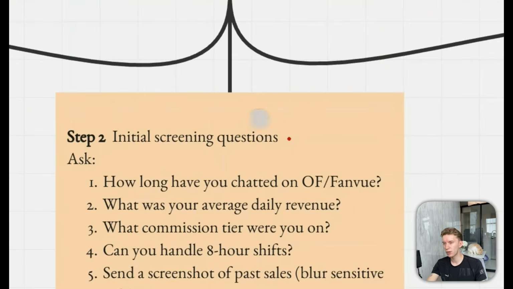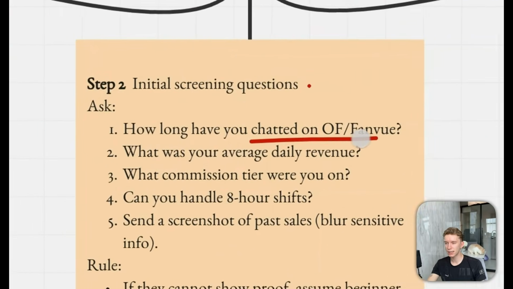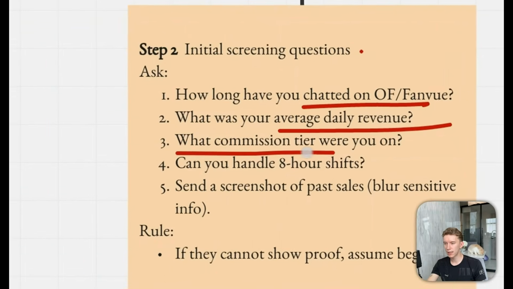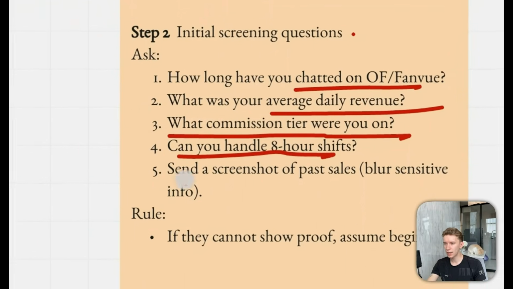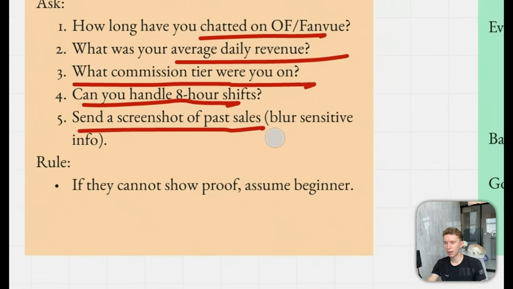These are important when you're on a call with them or typing to them before you hop on the call. So, you want to ask them, how long have they chatted on OF or FanView? What was their daily revenue? What was their commission that they were on? Can you handle 8-hour shifts every day? Can you also send a screenshot of past sales?